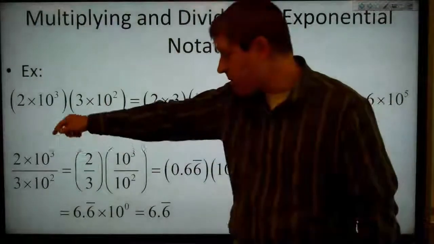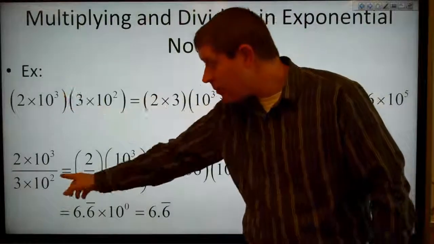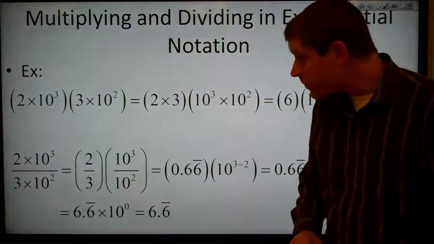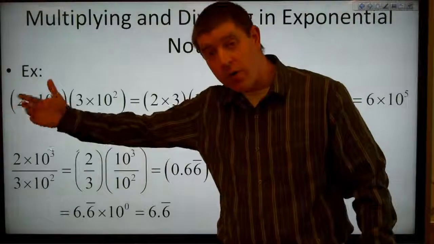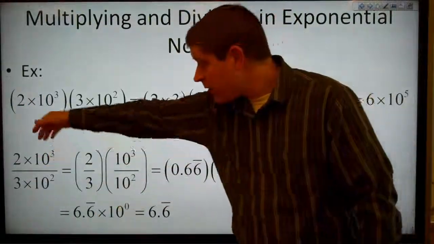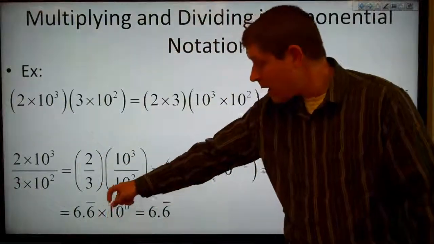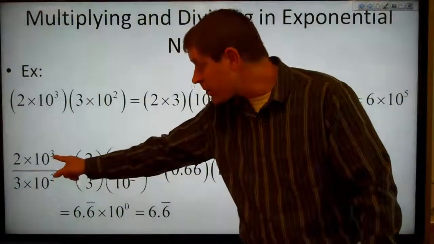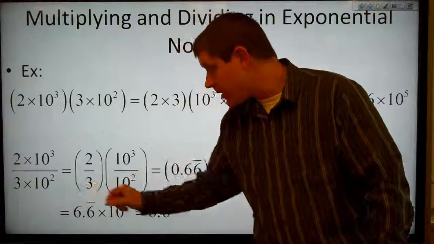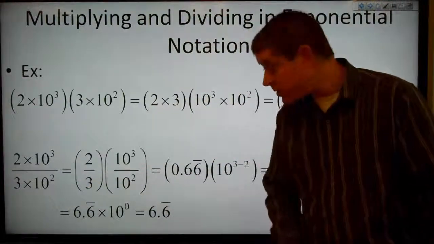So let's look at another example. 2 times 10 to the 3 divided by 3 times 10 to the 2. So again, let's separate out the coefficient math and the exponential math. So we have coefficients of 2 and 3. So we have 2 divided by 3. And we have then the exponential terms, 10 to the 3 divided by 10 to the 2. So we have 10 to the 3 over 10 to the 2.